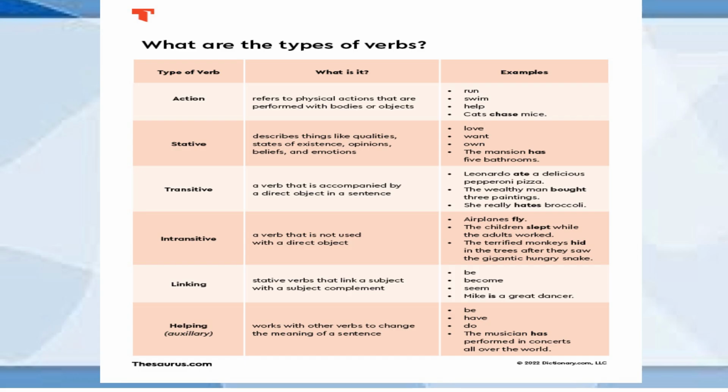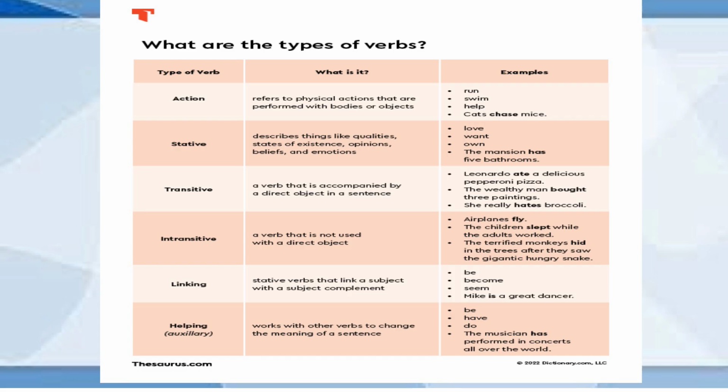So, what are the examples of stative verbs that we might want to give? Love, want, own. The mansion has 5 bathrooms. So, here in this particular example, if we were to identify the stative verb, what would it be? I have written it in bold letters, has. The mansion has 5 bathrooms. Coming on to the next type, transitive verb: a verb that is accompanied by a direct object in a sentence.